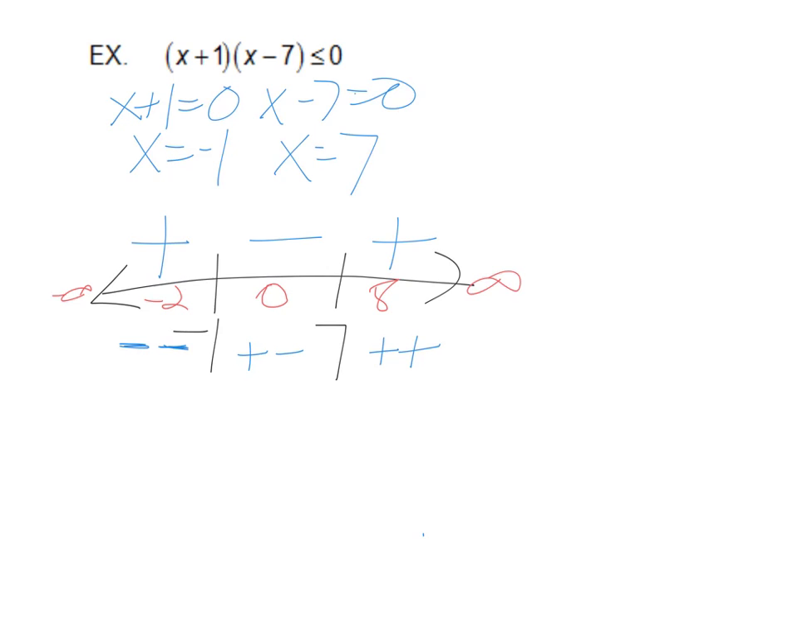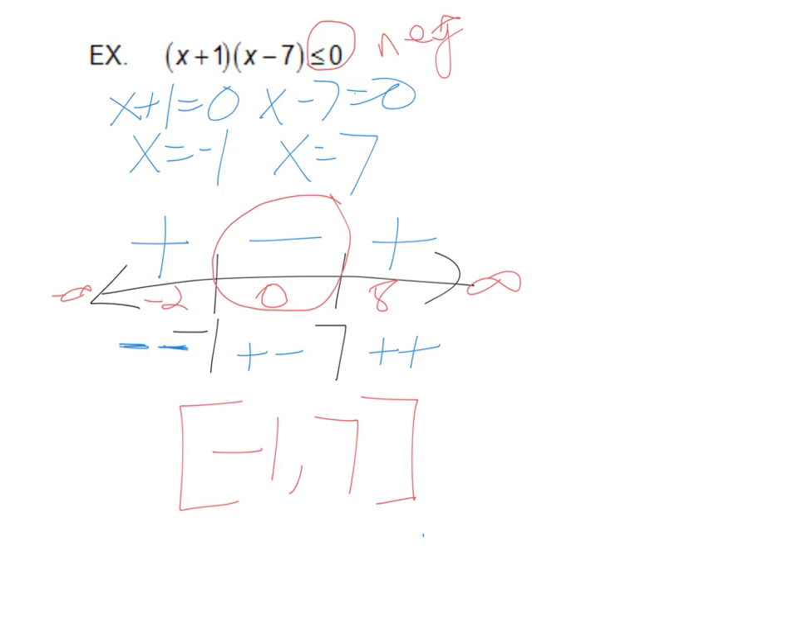Looking back at the original problem, it's less than or equal to 0. So I'm looking for the negatives, the negative intervals, and because I have an equal to, I know I'll be using brackets. So the section on my number line that's negative is right here in the middle. It starts at -1, it stops at 7, and because of the equal to part, I have brackets. So it's always from left to right, the start and the stop.